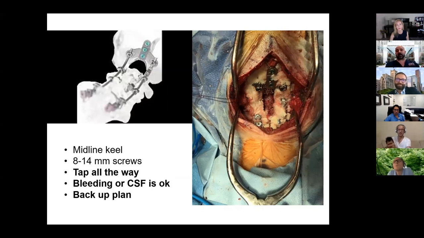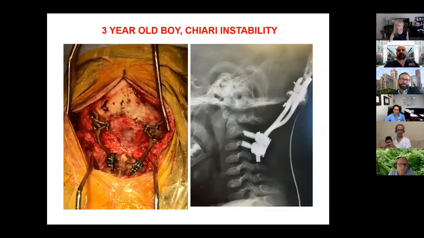And certainly if you get a massive amount of bleeding from a sinus or the torcula, if you're too high, also plug it with the screw. So that's just a couple of pointers that I always tell our trainees: it's okay to put a screw there if you get heavy bleeding or CSF.